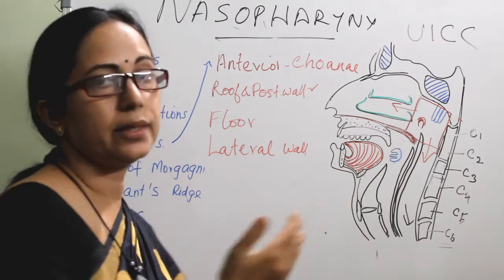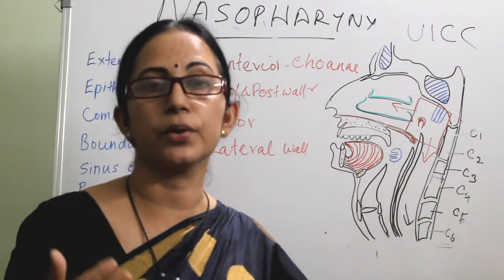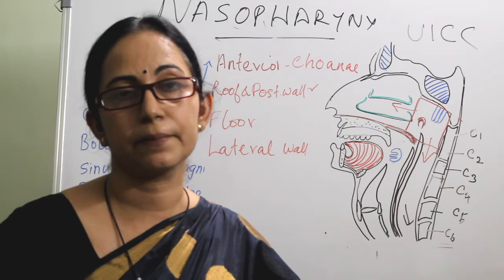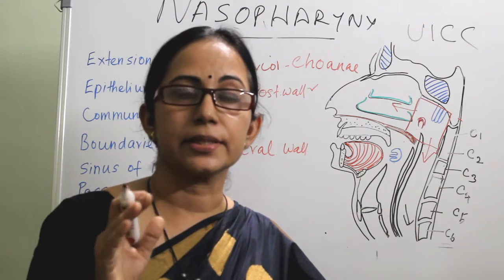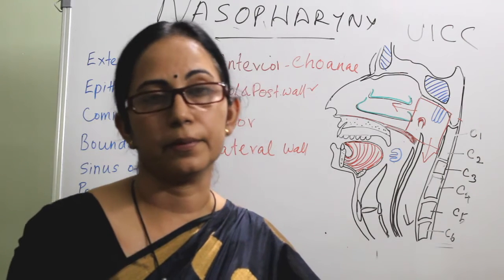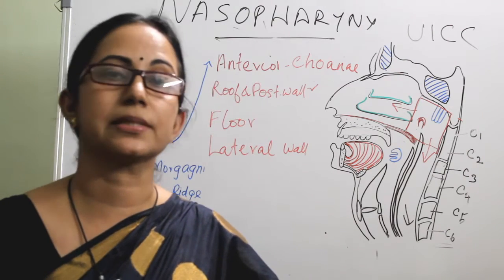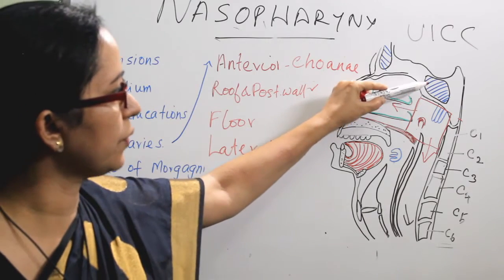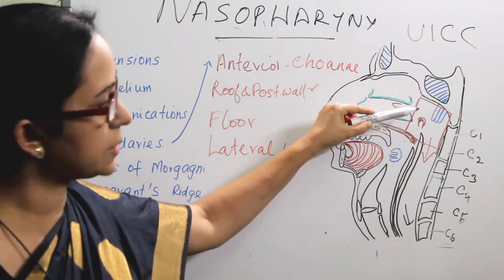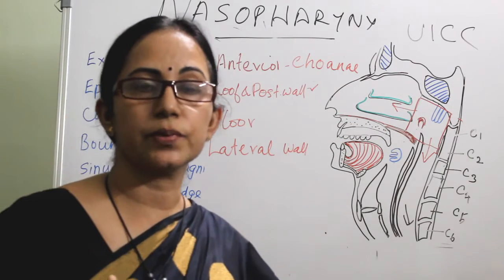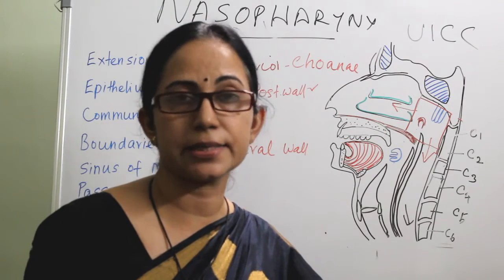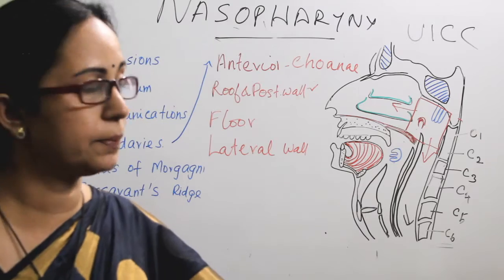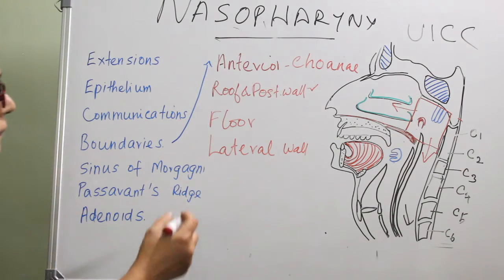And posteriorly, the arch of atlas communicates with the dens of axis, and it is covered by the prevertebral muscles and fascia. Okay. So the roof is formed by the basi-sphenoid and basi-occiput, which merges with the posterior wall, which is formed by the atlas and axis vertebra with the prevertebral muscles and fascia.